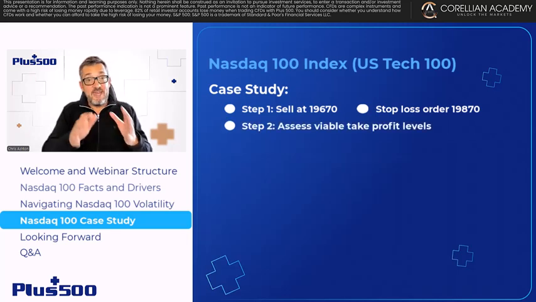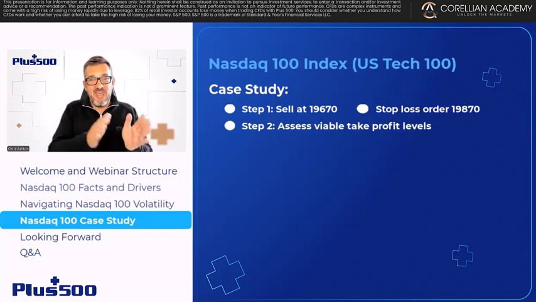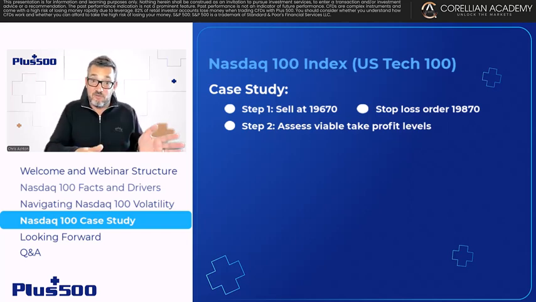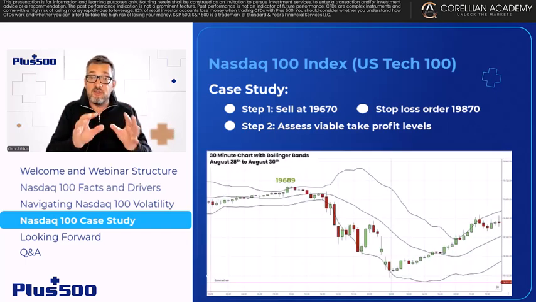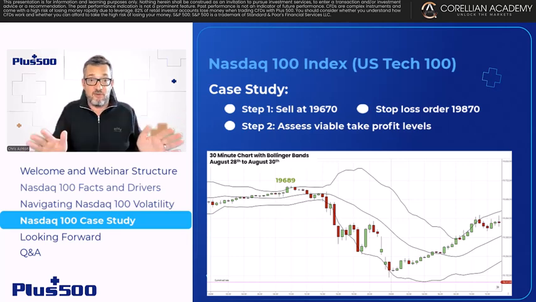Step two, next I want to assess viable take profit levels for my live position if I'm correct and the index does move lower. Here, because I expect the market to be more volatile, I decide to use the Bollinger Bands indicator on the Plus500 platform to help me as I observe the index throughout my trade.